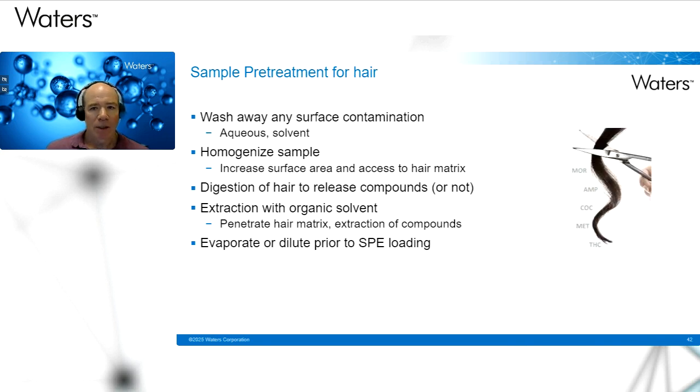For hair, it's a little different because it's a solid sample versus a liquid like the other ones. That will involve washing away surface contamination, things like homogenizing the sample, digestion or extraction to release the compounds, extraction with an organic solvent, and then maybe even a solid phase extraction after that. So hair, because of its nature, can be very complex. But again, you see a lot of pre-treatment steps to consider.